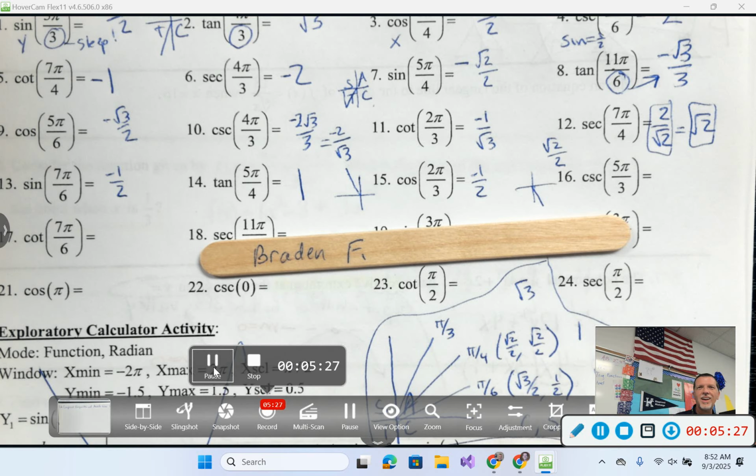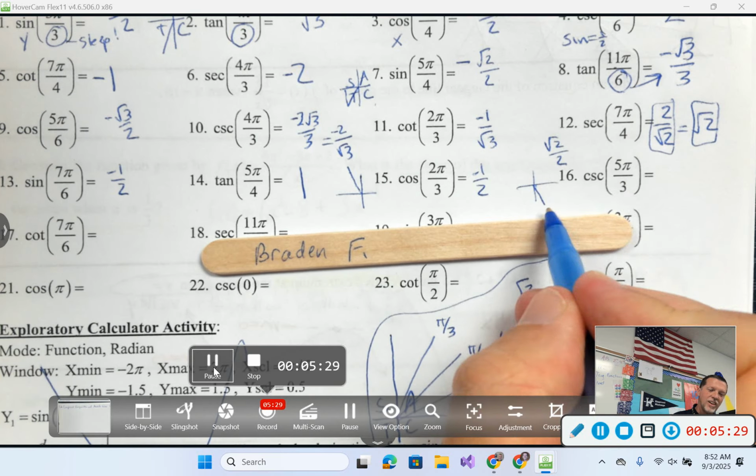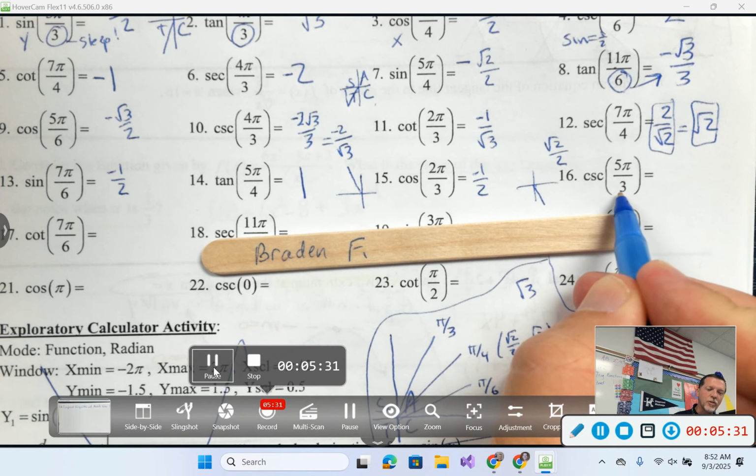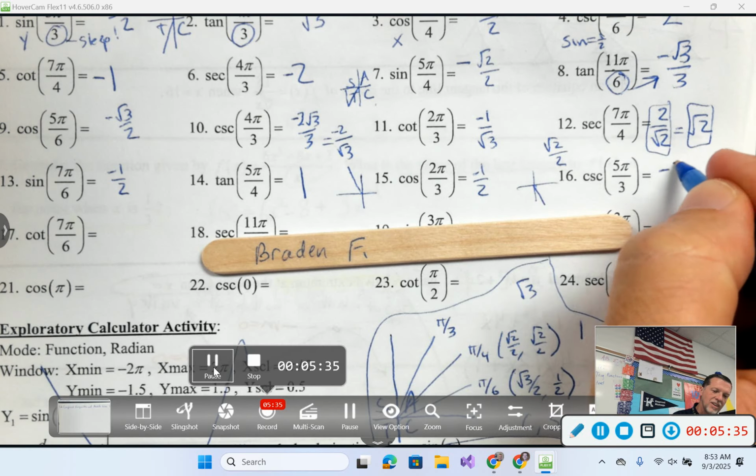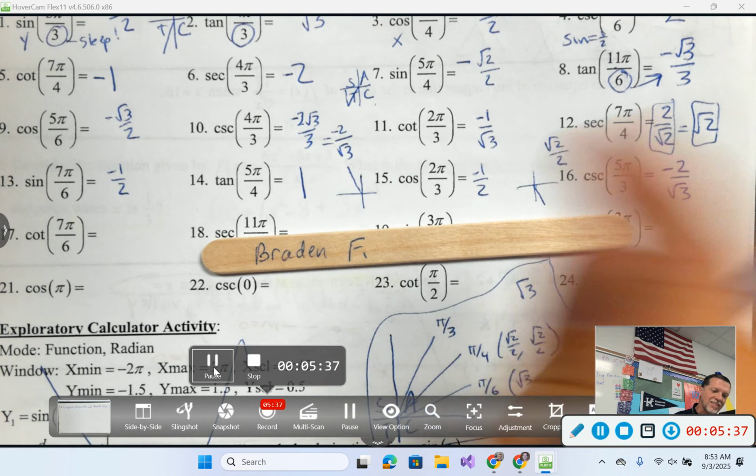So what quadrant is that? It's almost 2 pi, so it's in the fourth quadrant. So it's negative 2 over root 3, right? Yes, yes it is.